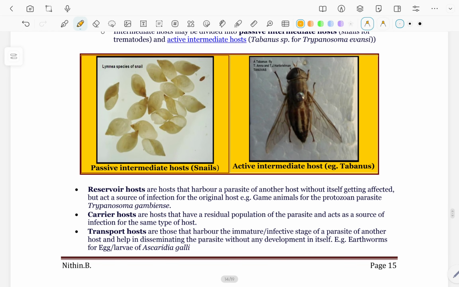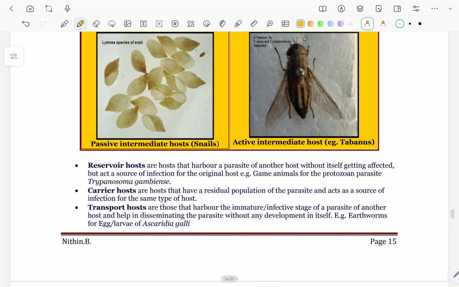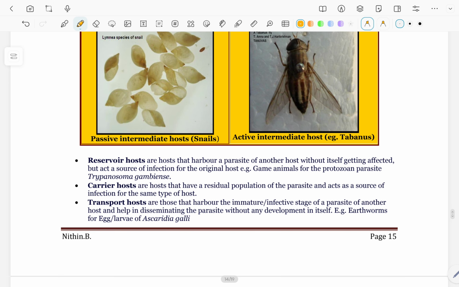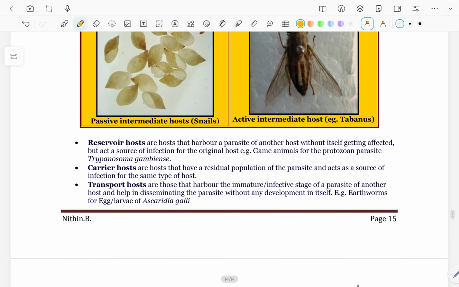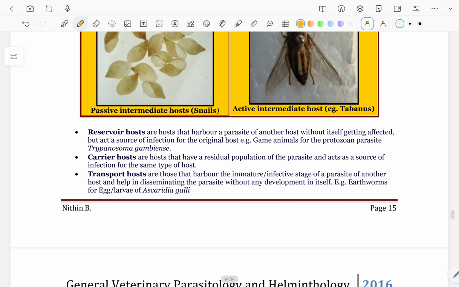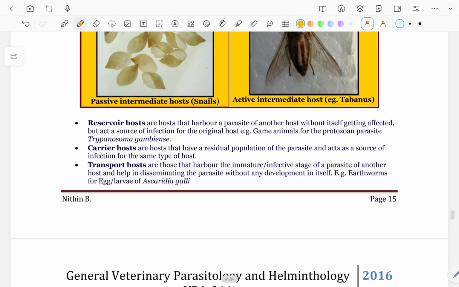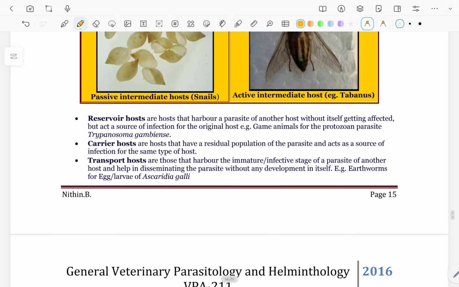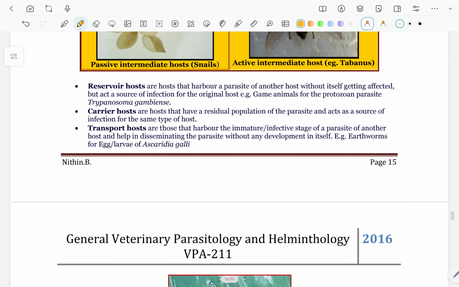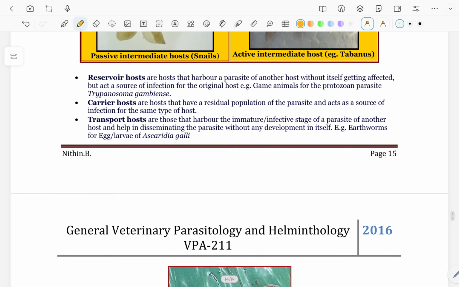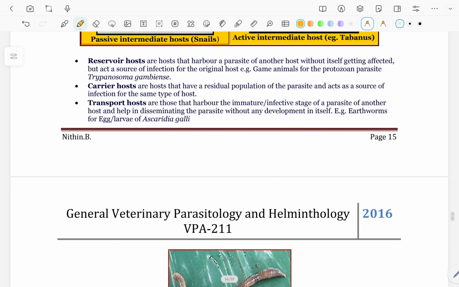Reservoir hosts are hosts that harbor a parasite of another host without themselves being affected, but act as a source of infection for the original host. Example: game animals for the protozoan parasite Trypanosoma gambiense. Carrier hosts are hosts that have a residual population of the parasite and act as a source of infection for the same type of host.